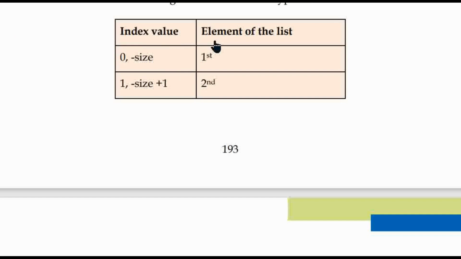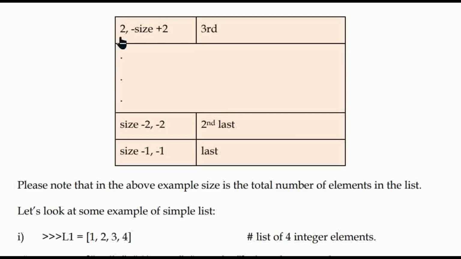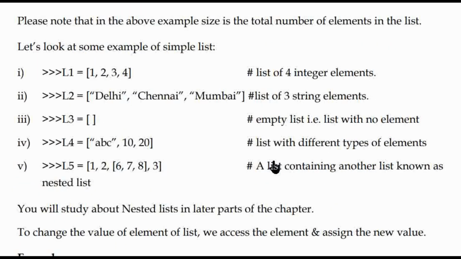Index value, element of the list: 0 is first, 1 is second, 2 is third; minus size is first, minus size plus 1 is second, minus size plus 2 is third; size minus 2 is second last, size minus 1 is last. Please note that in the above example, size is the total number of elements in the list.